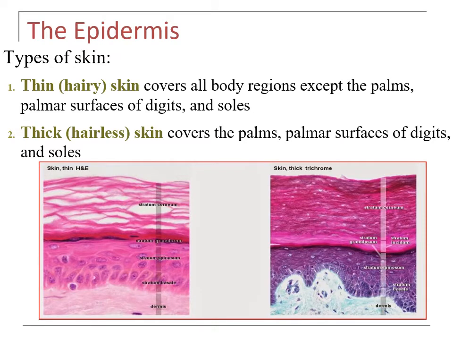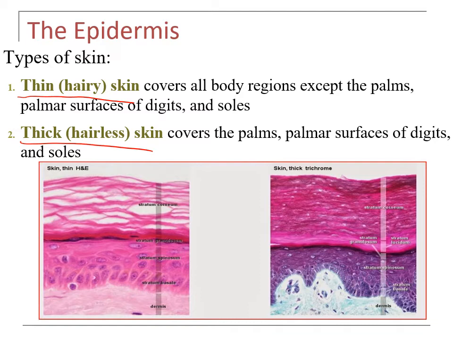The epidermis, types of skin. We have two types of skin: thin, hairy skin and thick, hairless skin. The thin, hairy skin covers all body regions except the palms, the palmar surfaces of the digits, and the soles. As for the thick skin, which is hairless, it covers the palms, the palmar surfaces of the digits, and the soles.